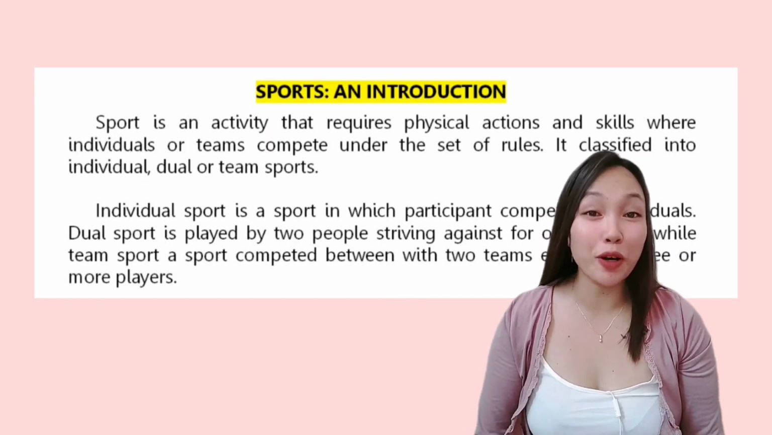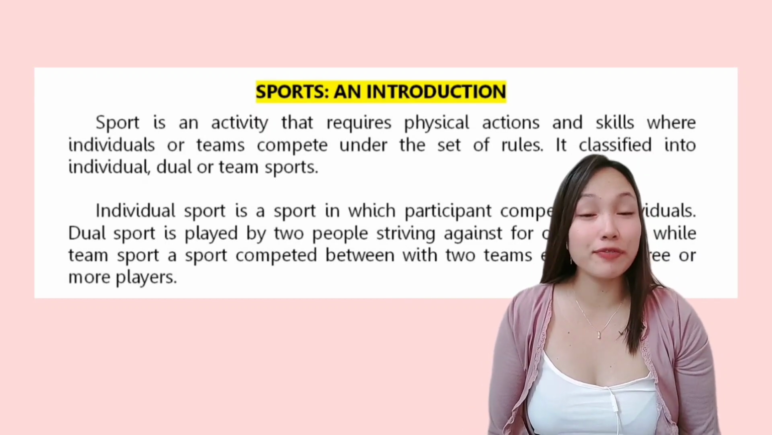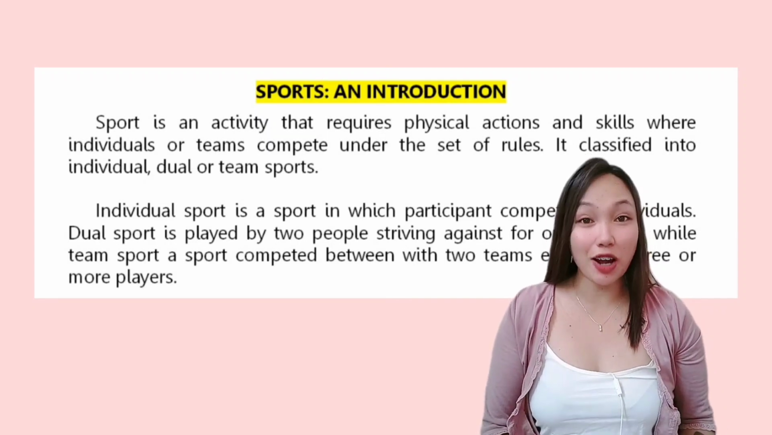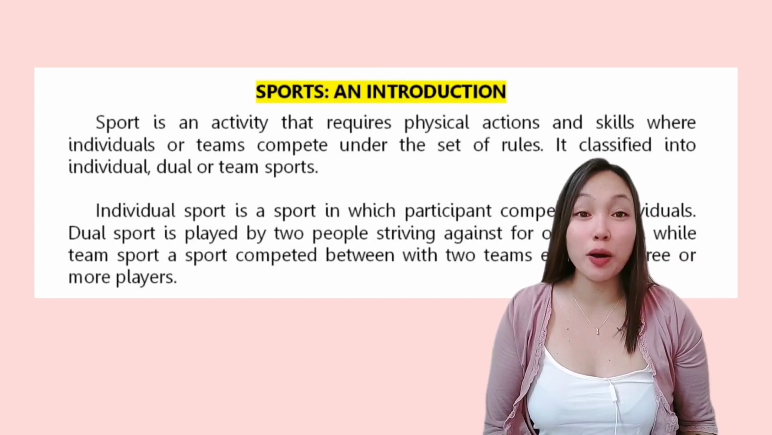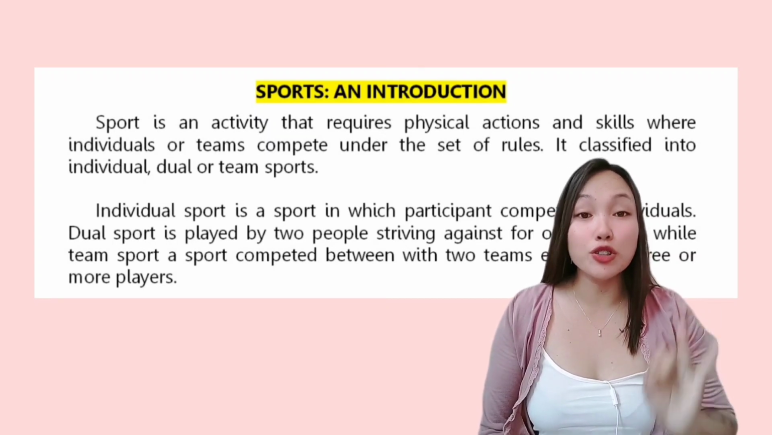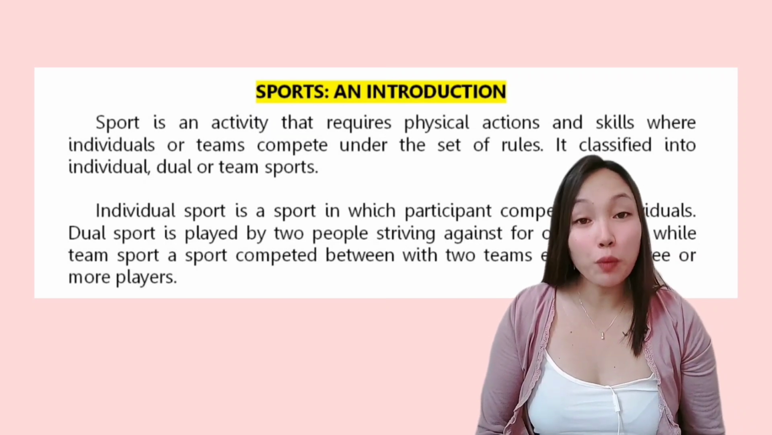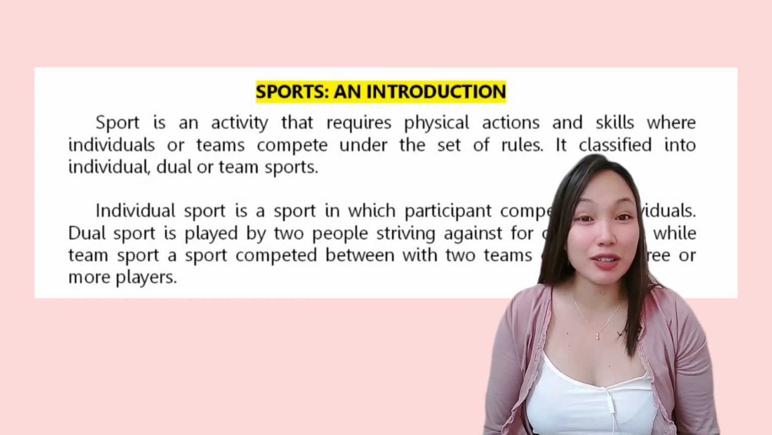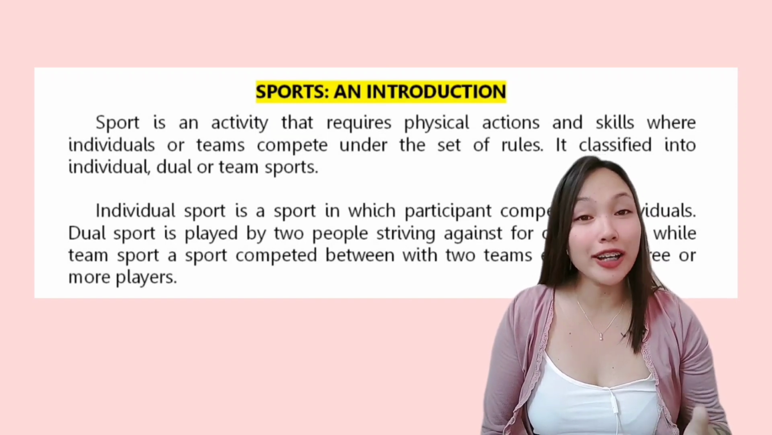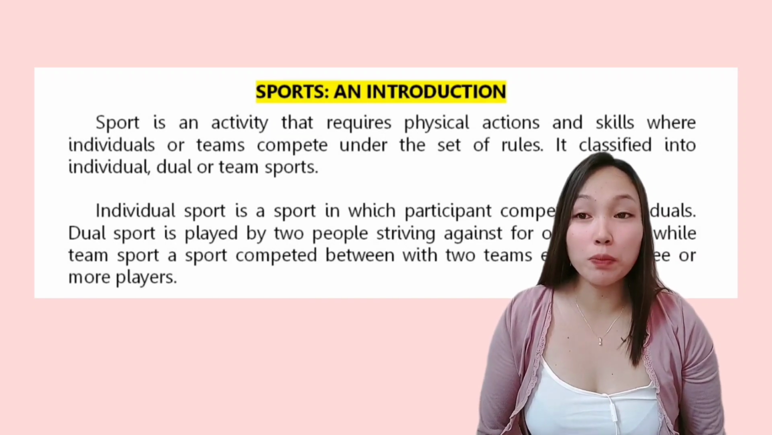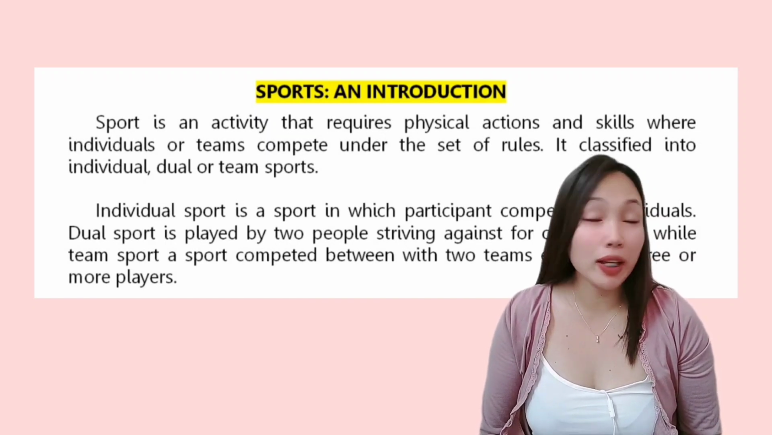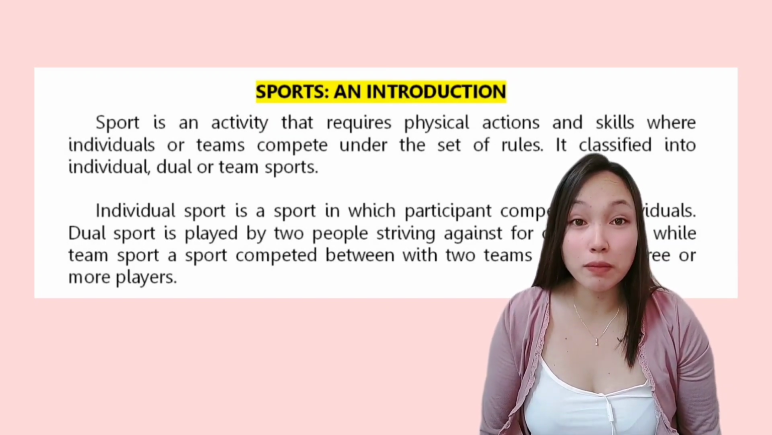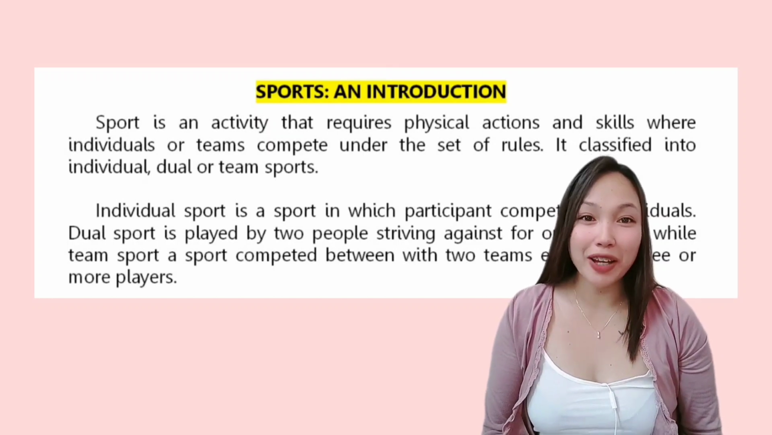So what is sport? Sport is an activity that requires physical actions and skills where individuals or teams compete under a set of rules, and it is classified into 3: individual, dual, and team sports. When we say individual sport, it is a sport in which participants compete as individuals, so we have one player on each side. While dual sport is played by two people striving against one another. And team sport is a sport competed between two teams, each with 3 or more players.